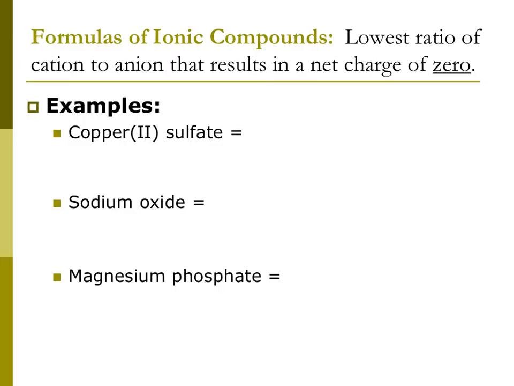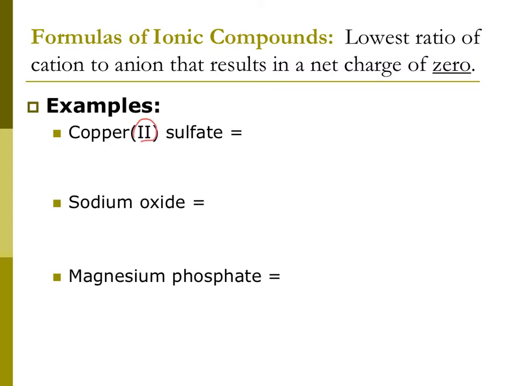Now that we've discussed all the different types of ions we could form, I finally want to put them together into ionic compounds. I want to create the formula units of these compounds. So let's go through a couple examples, starting with this copper(II) sulfate.